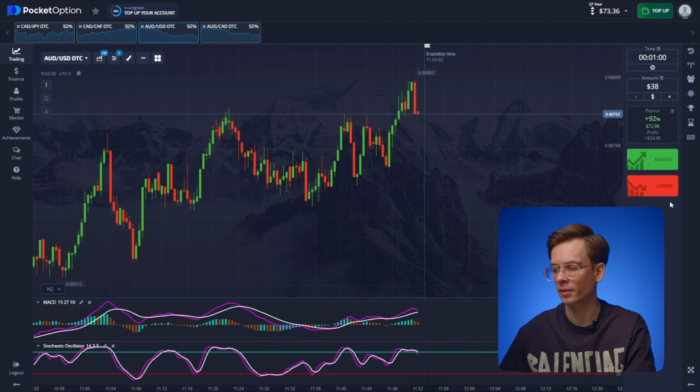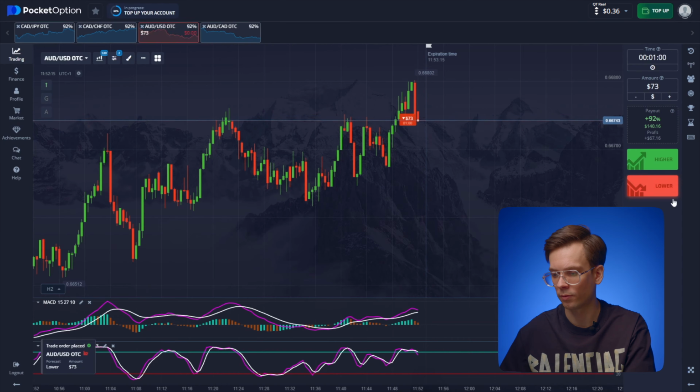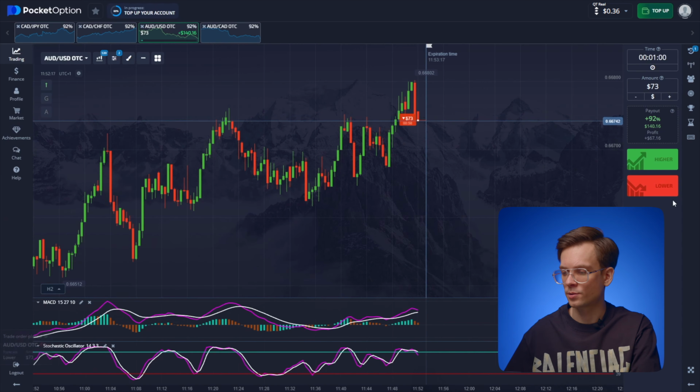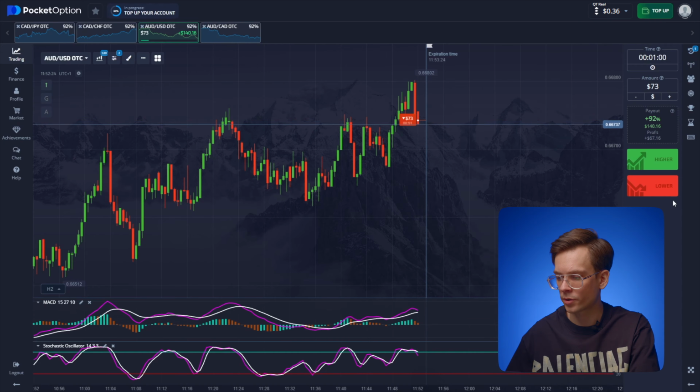Now it's the Australian and the American's turn. I'm bumping up the investment and going for the fall. The asset hit its peak and started to reverse its trend. Stochastic indicators are also sharply declining, signaling a continuation of the downward trend.